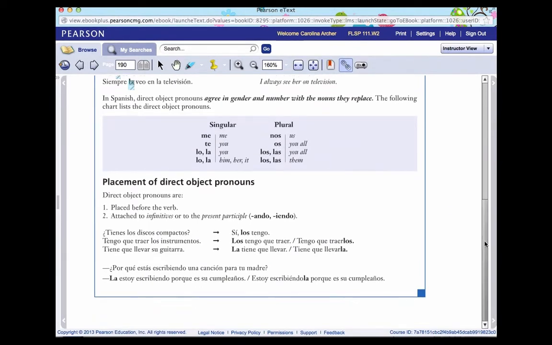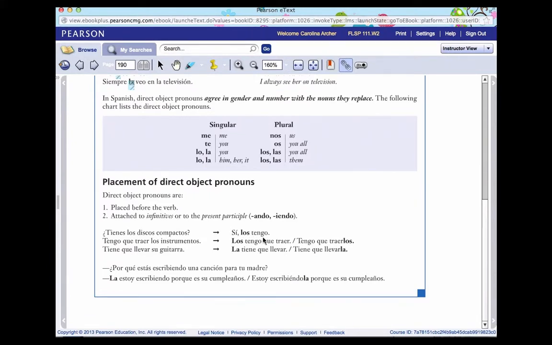Now, I told you that we put these pronouns before the verb, right? And it's correct. We put them before the verb. Now, when the verb is in the infinitive form or in the present participle that we learned yesterday with ando and yendo, we are going to attach these pronouns to the end of the infinitive, or to the end of the present participle. So, for example, ¿tienes los discos compactos? You can say sí, los tengo.